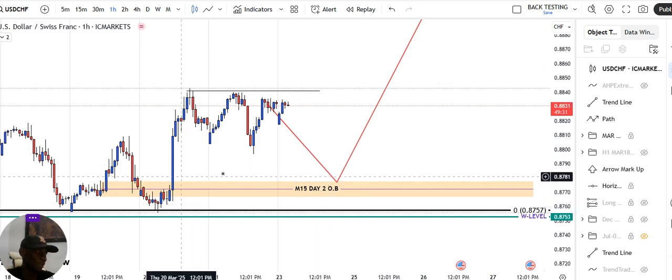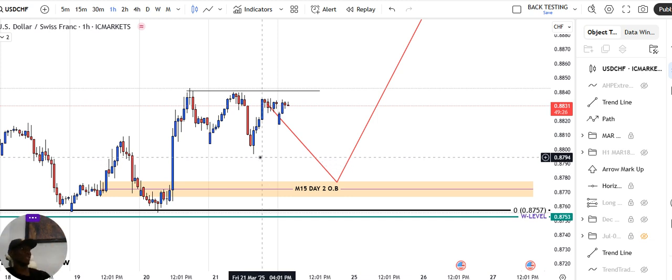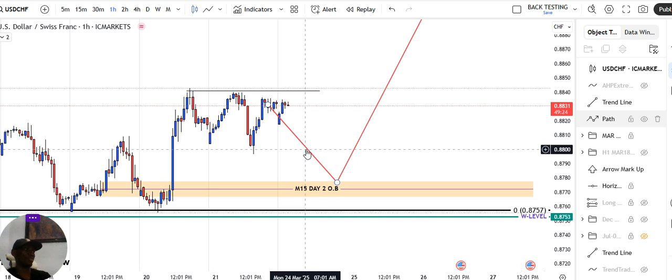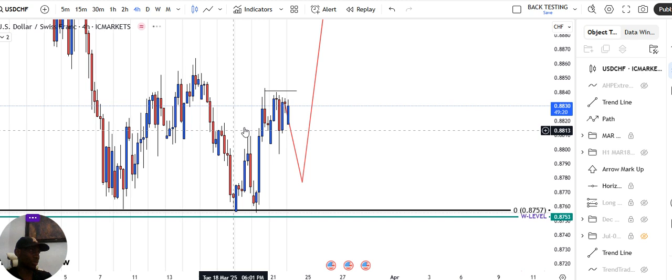So watch out for this level for re-entry, and see if price can retrace back and give you an opportunity to re-enter. Okay, so that is that on this guy.